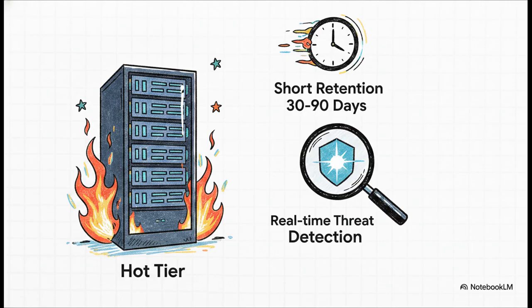Now, you can extend it up to 2 years for high-priority telemetry, but honestly, you really want to focus this tier strictly on high-value security signals, identity logs, authentication events, and active endpoint alerts. Basically, it's for the data you need to query instantly to stop an attack right this second.